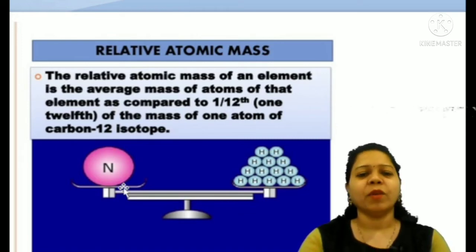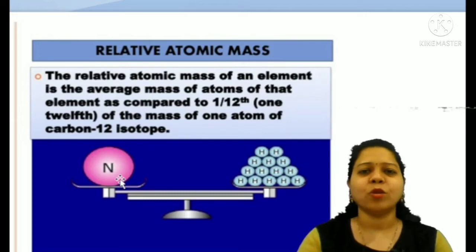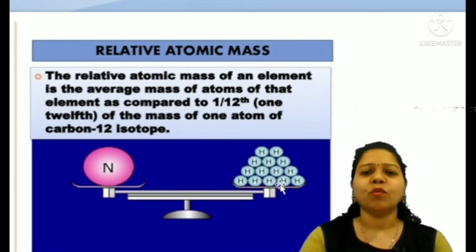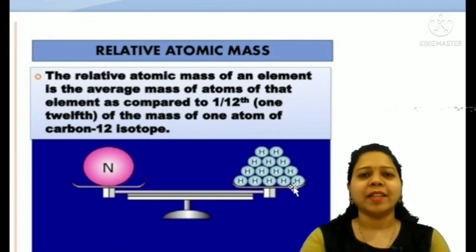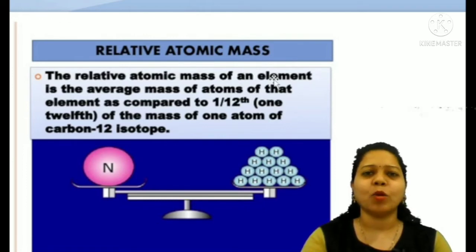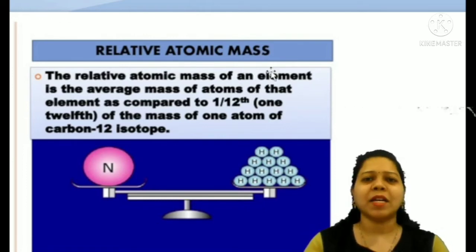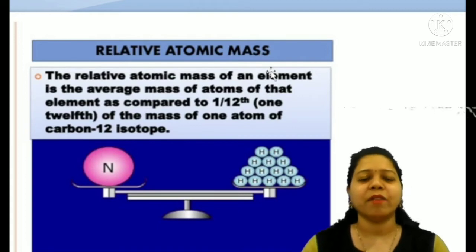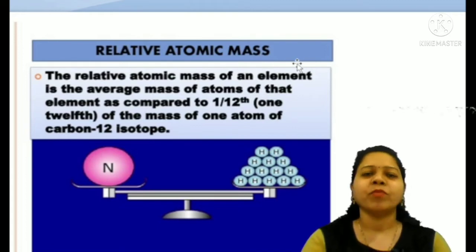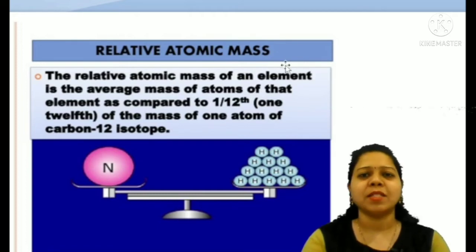Here also, the mass of one nitrogen is equal to the mass of 14 hydrogens. Here also we are comparing the masses of two types of atoms, and that's why the term we are using is relative atomic mass. We are not simply using atomic mass because we are relating the masses of two elements, two atoms. That's why we use the term relative atomic mass, and the unit for relative atomic mass is the atomic mass unit, in short AMU.